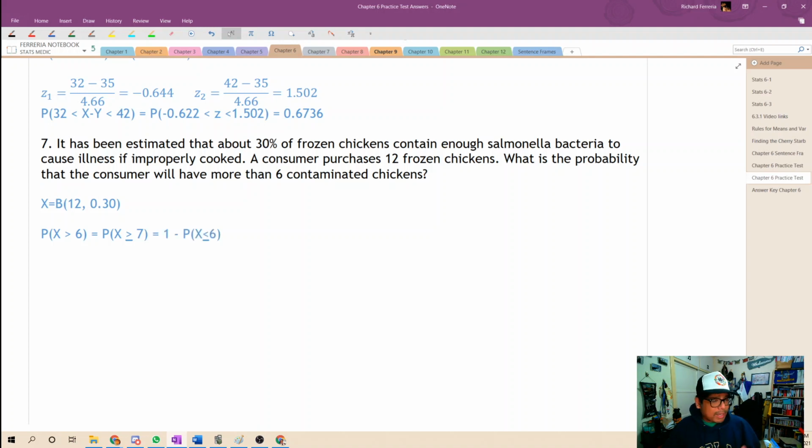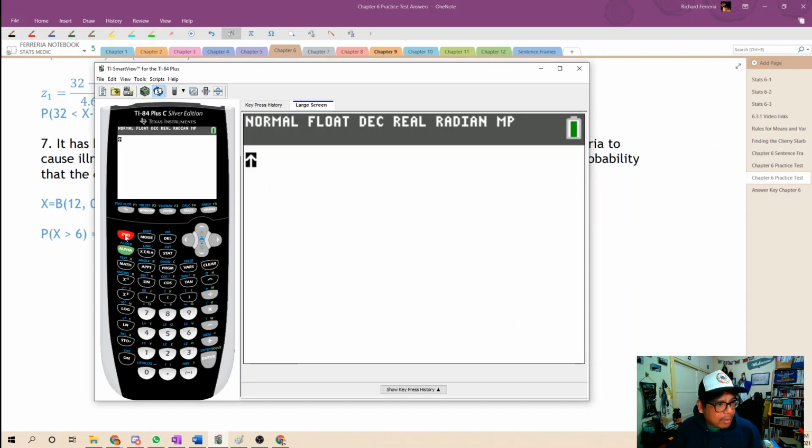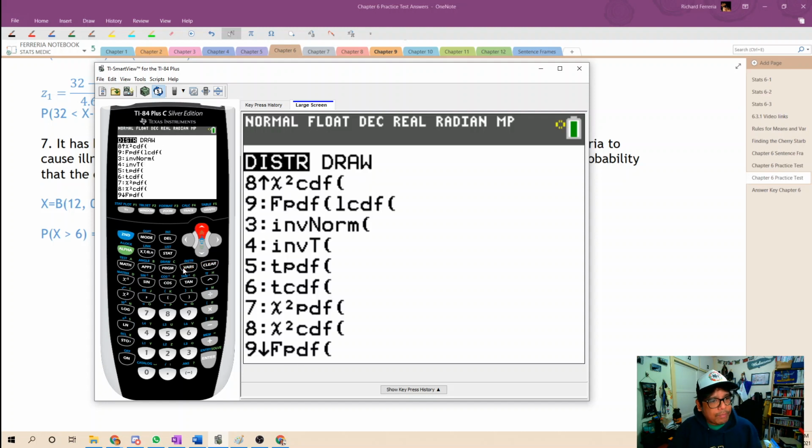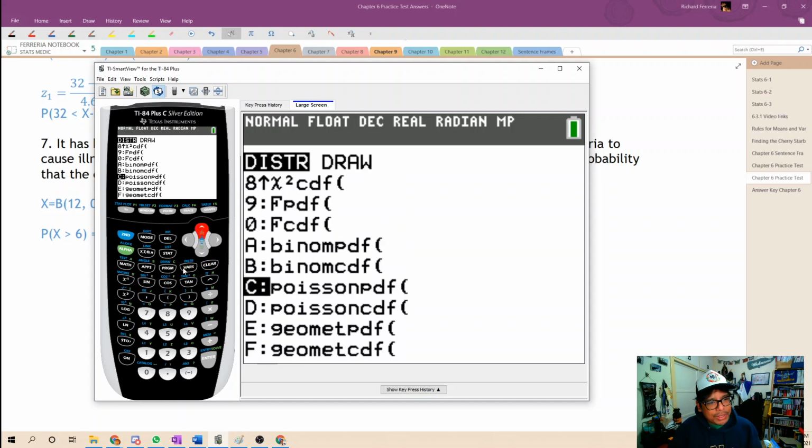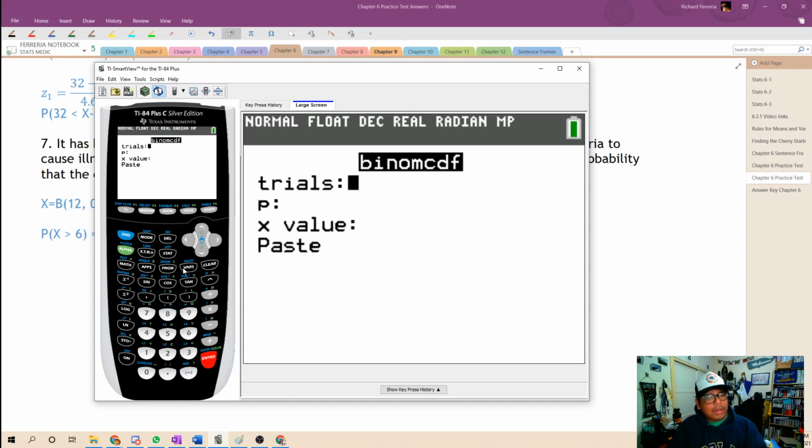And this is important because now when I have to write this as a complement, I know that 6 has to go with the complement of greater than or equal to 7. This is important because a lot of calculators won't calculate a binomial probability for x greater than or equal to, but they will do less than or equal to. So if I go to my calculator and I go to second distribution and I find my way to binomial CDF, you'll notice that it's only going to calculate for x less than or equal to a certain number.